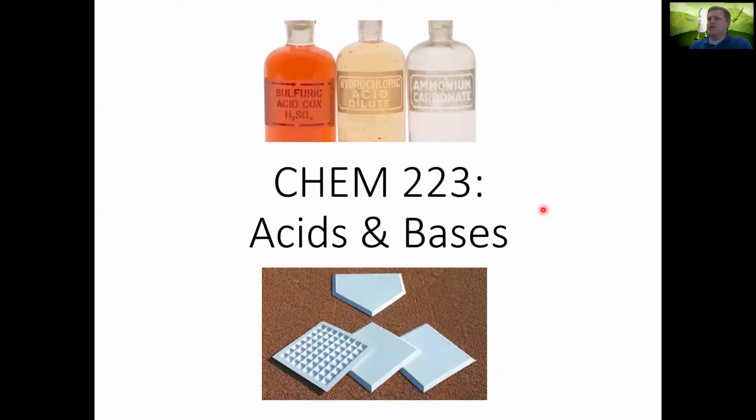Hi, this is lecture 7 for Chem 223. Today we will be talking about acids and bases. Of course, here I have a picture of some bases from baseball, and up here some bottles of acid that are very old, possibly used by a prospector. Today we're going to have another handout and a shorter lecture.